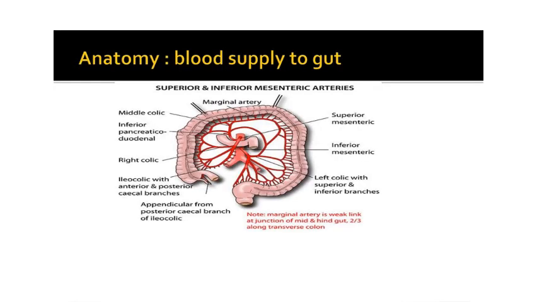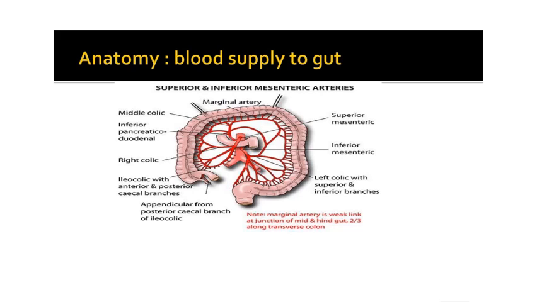الموضوع الثالث والأخير اللي هشرحه لكم النهارده إن شاء الله اللي هو الأكيوت ميزنتريك اسكيميا. قبل ما نبدأ في الأكيوت ميزنتريك اسكيميا هفكركم سريعا كده بالبلاد سبلاي، اور هكلمكم mainly على الارتيريال سبلاي اوف ذا جي اي تي.